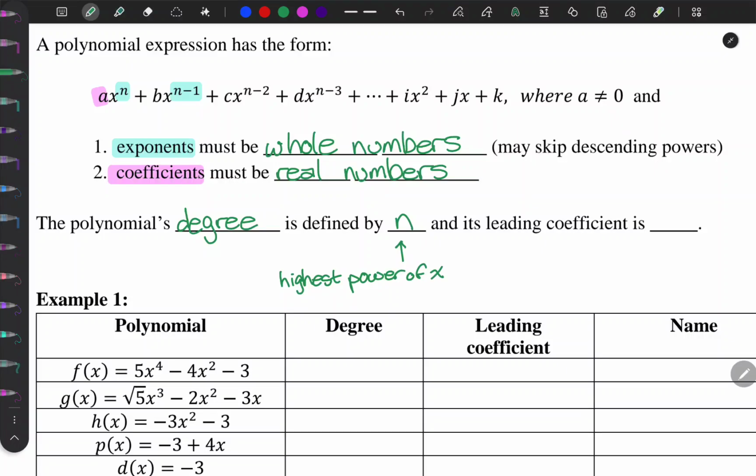The leading coefficient for a polynomial will be the coefficient for that leading term. So for our example, a is the leading coefficient. It is the coefficient of the highest power of x.